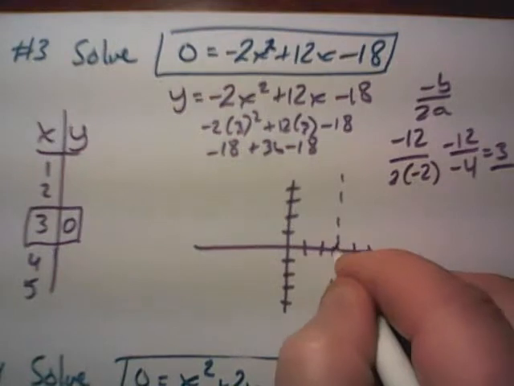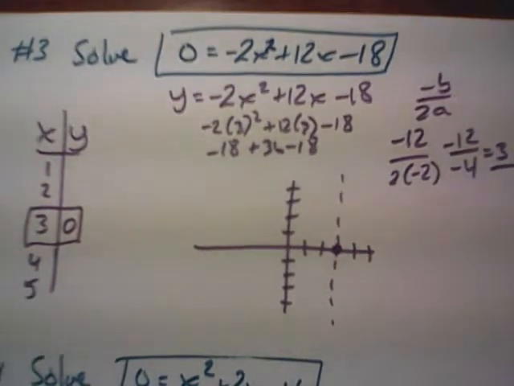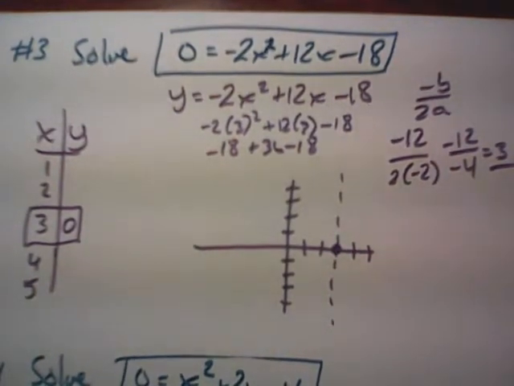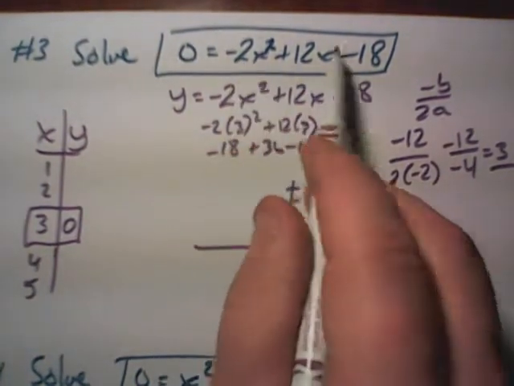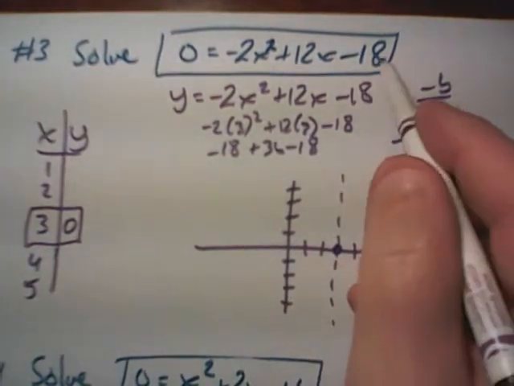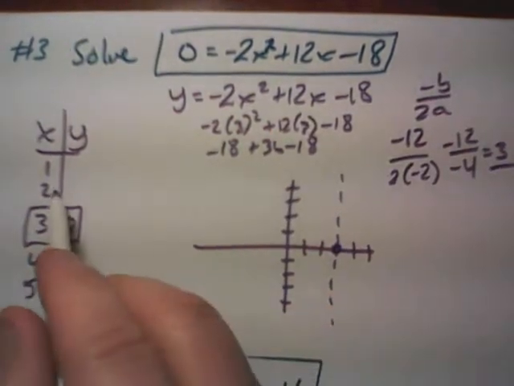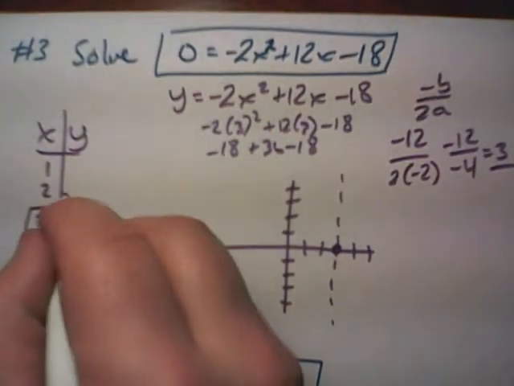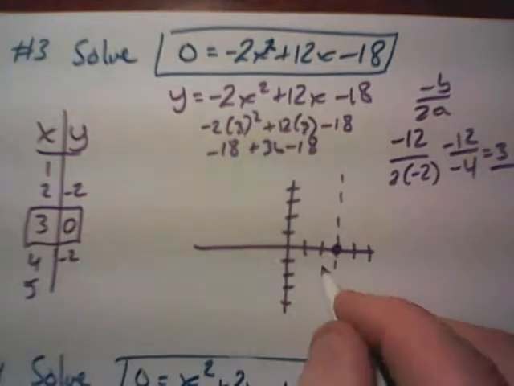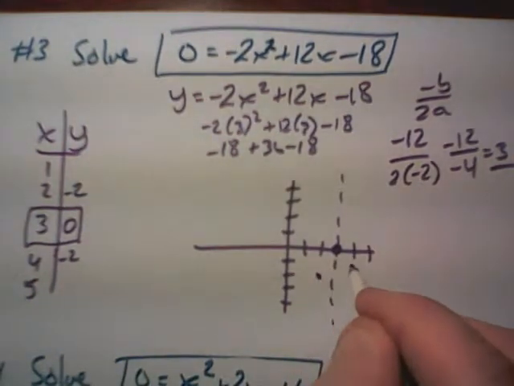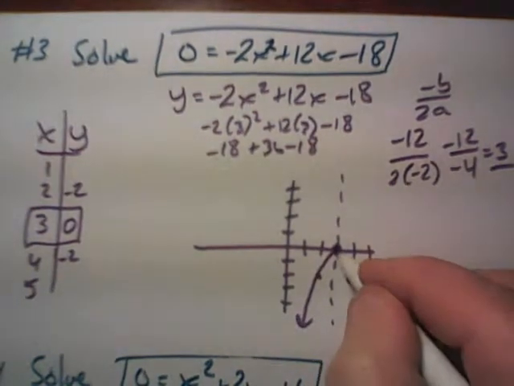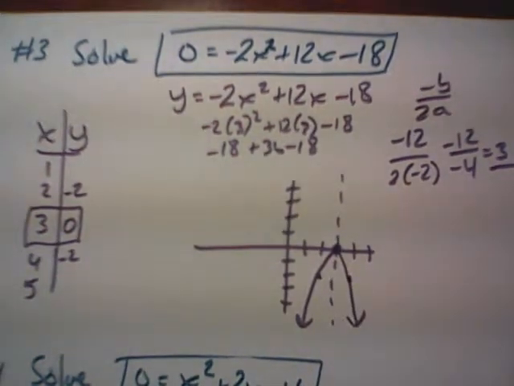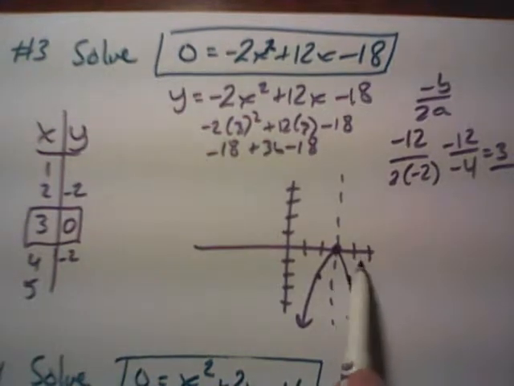So my vertex is actually at the point (3, 0). Now this is an interesting one because we know the parabola is going to open down. I know the y-intercept is going to be way down at -18. If I were to plug in 2 or 4, I would actually get -2. In other words, I'm going to have a point here, and a point here, and this parabola is going to open down like this.